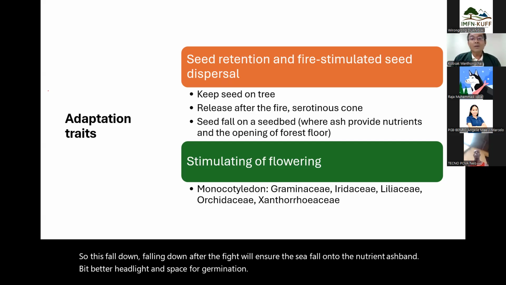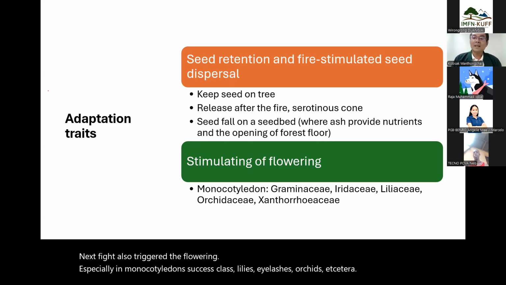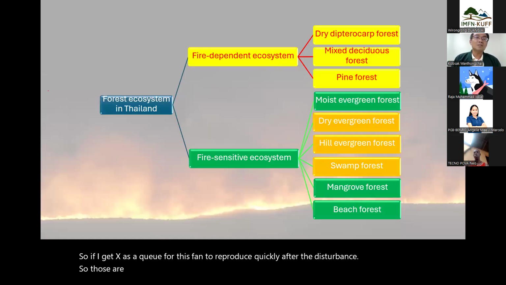Next, fire also triggers flowering, especially in monocotyledons such as grasses, lilies, irises, orchids, etc. Fire can act as a cue for these plants to reproduce quickly after the disturbance. Those are some adaptation traits of plant species that can survive under the fire environment.